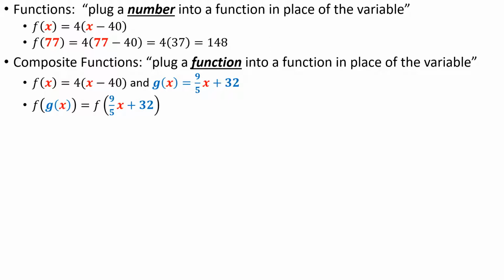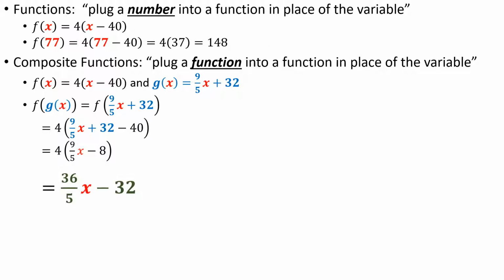So on the right side, we can expand g of x out into its expression and see f of 9/5 x plus 32. All this means is that we're substituting our variable x in the original function with an expression, g of x. Once we do that, we get 4 times, instead of x minus 40, we have g of x minus 40. So 9/5 x plus 32 minus 40, that simplifies to this expression, which finally simplifies to the expression that we had on the previous screen.